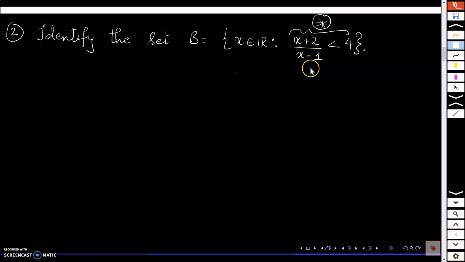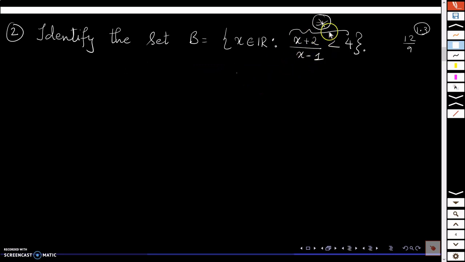All right. So is the point x is equal to 10 coming in this set? If you put x is equal to 10, what you will get? 10 plus 2, that's 12. And here you will have 10 minus 1, that's 9. So you will be having the number 12 by 9, which if you cancel out will be 1 point some number, right? 1.3 it will be more or less. And it is less than 4, yes. So the point 10 is coming in this set. So now we will see which are all the points which are coming in the set B.